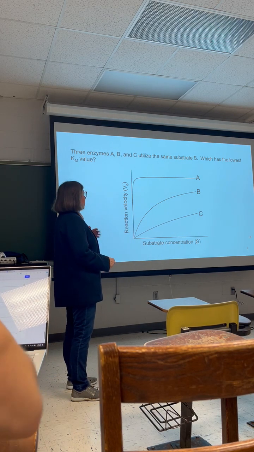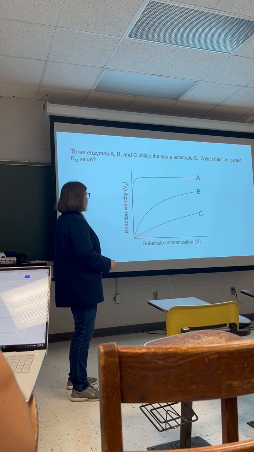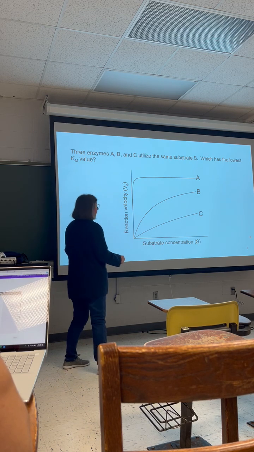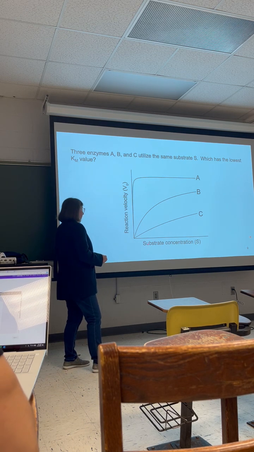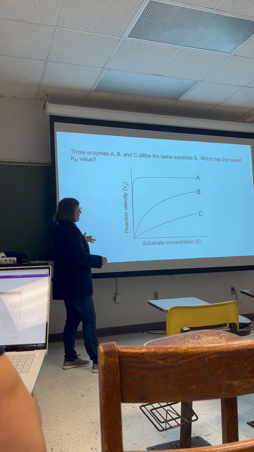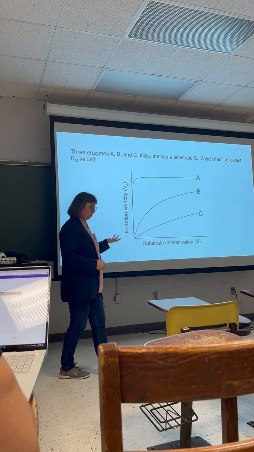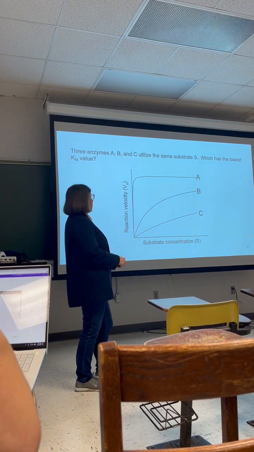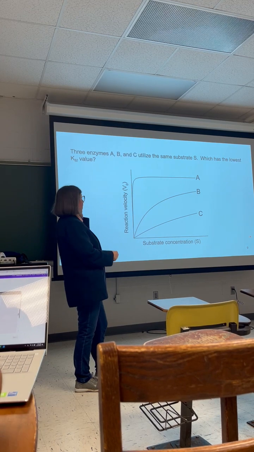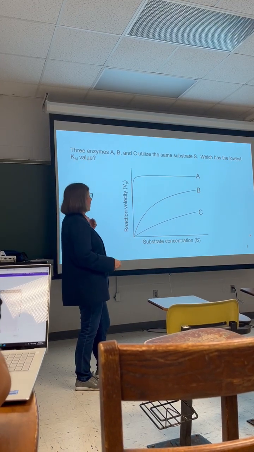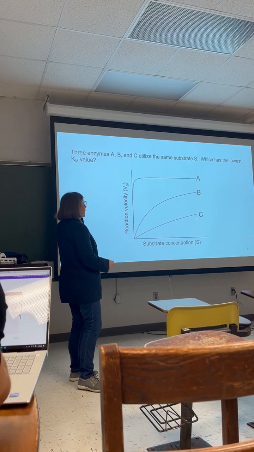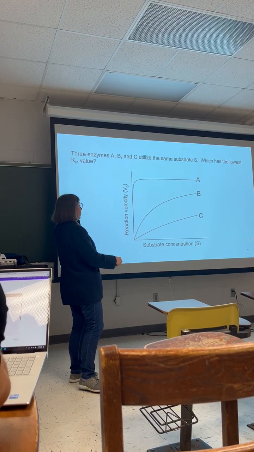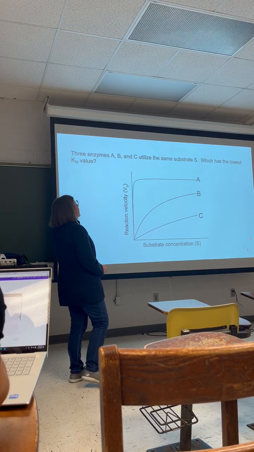If you are dealing with a reaction that is using substrate A and converting it into product, but you have 3 different enzymes that use the same substrate, we can plot them on one graph. Enzyme A, B, and C, and this is the reaction velocity versus substrate.